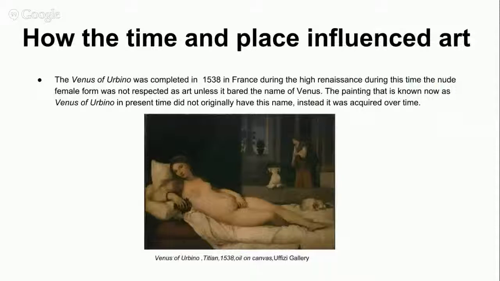How time and place influences art. The Venus of Urbino was completed in 1538 in Italy during the High Renaissance. During this time, like I said before, the female nude really wasn't respected as art, so it more or less had to take on the archetype of Venus.